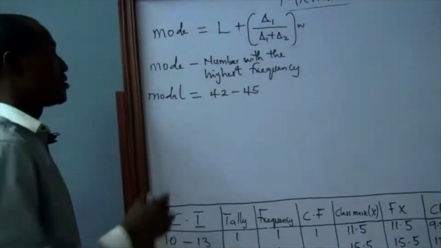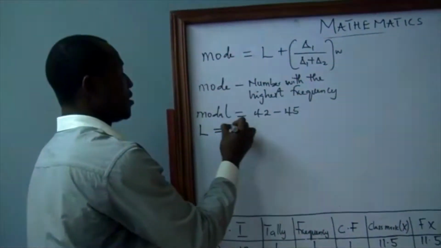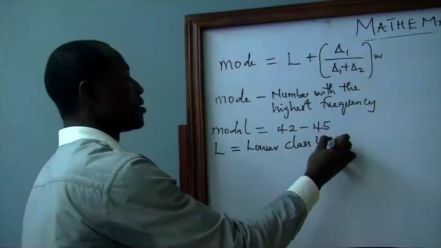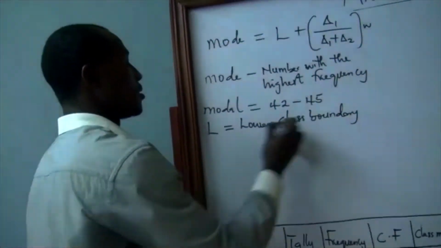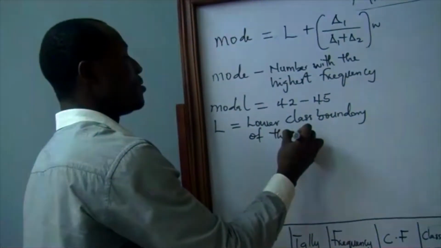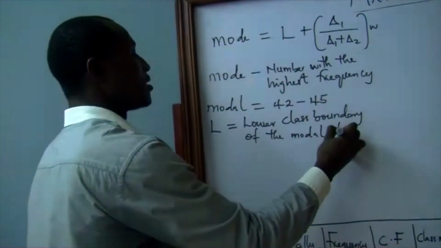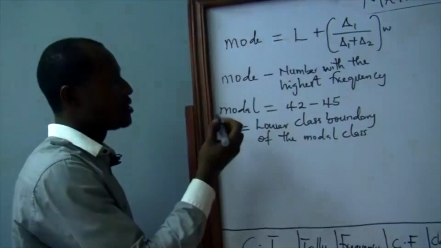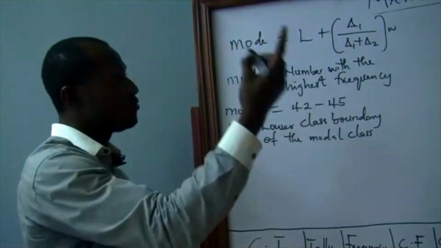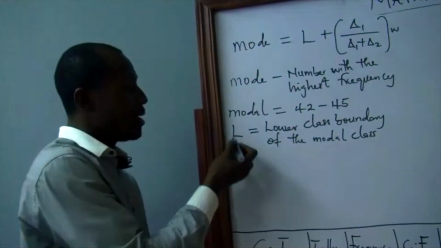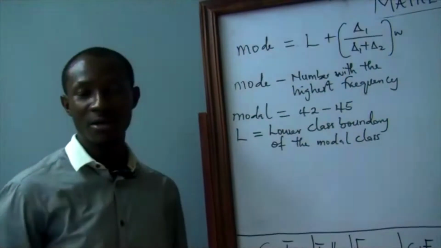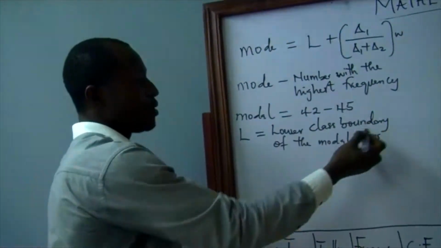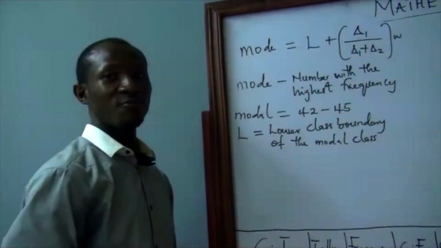Then we can proceed. L is the lower class boundary of the modal class. In some textbooks, they put the M here, but I don't want to confuse us, because if I do for median too, I will put LM. M here too for mode, it would still be LM. To avoid confusion, just take the L as the lower class boundary of whatever class we are trying to find out.